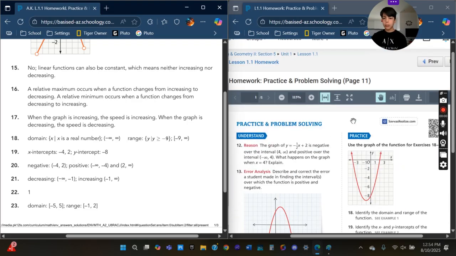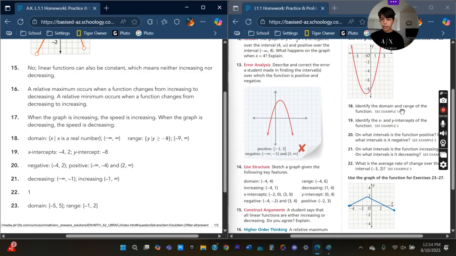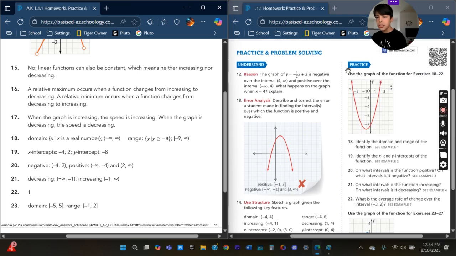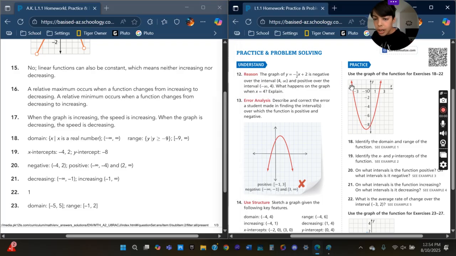Now for number 18, we're going to be using this graph to help us with the domain and range. The domain is just the farthest to the farthest, the outermost x coordinates. So for 18, the x is really any real number, because as you can see over here, if you see these arrows pointing that way, it means it's infinite. It keeps on going.